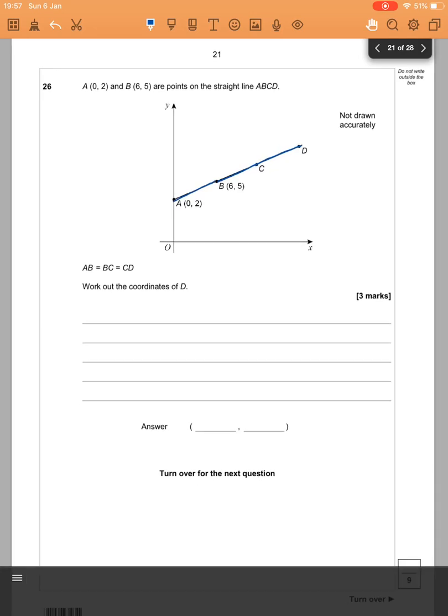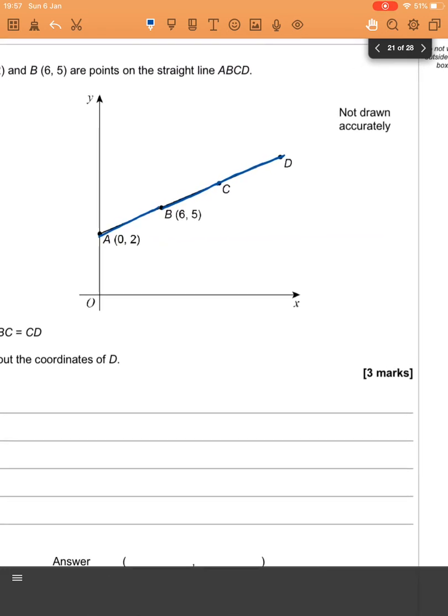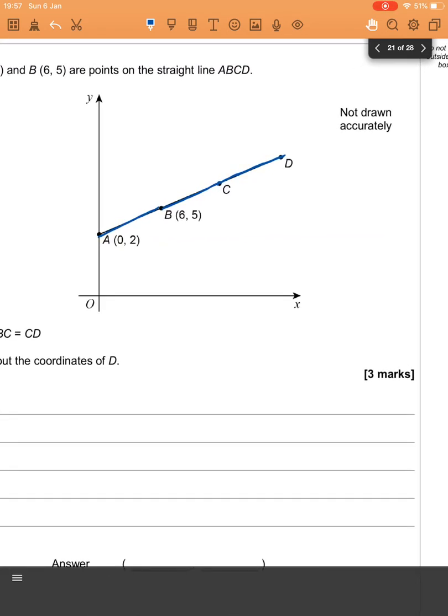Well, this is a straight line which has the same gradient all the way along it. So what we need to do is find out how far it would go in the x direction and how far we go in the y direction for each step. So if we look at A to B, how far do we go if we go from 0 on the x-axis to 6 on the x-axis? We've gone along 6. And how far do we go on the y-axis if we go from 2 up to 5? We've travelled up 3.